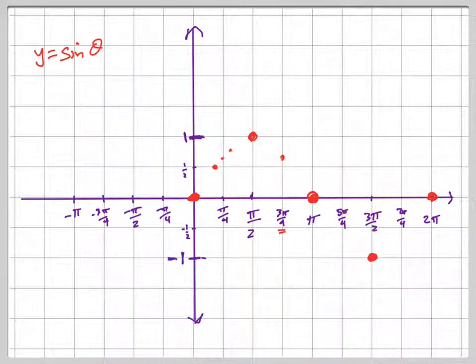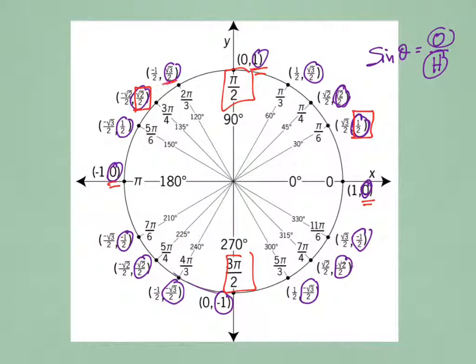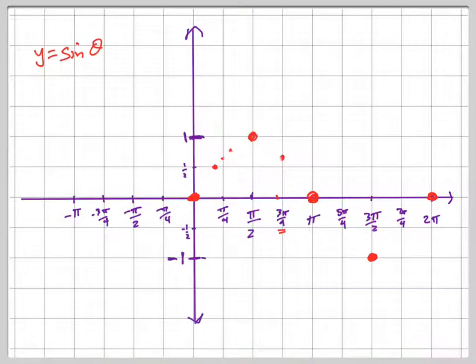And what's the one right before that? That's going to be this one right here. That's going to be root 3 over 2. Do you see what's happening? It's this same point, that same height right here. You follow what I'm doing?